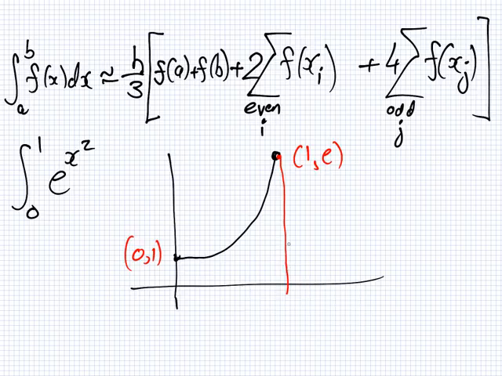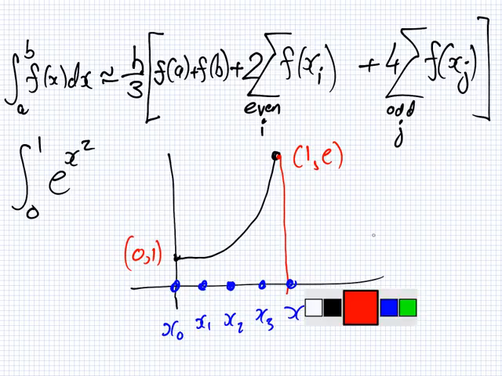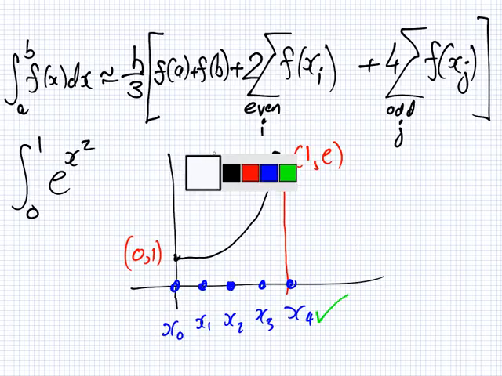Okay, so how many pieces will I break this up into? Let's break it up into 1, 2, 3, 4 pieces. So this is x0, x1, x2, x3, x4. Did we finish on an even number? Yes, so this is okay for Simpson's rule. We finished on an even number. What Simpson's rule is going to do is put a quadratic on the first three points. So there'll be a quadratic here, and then there'll be another quadratic here.